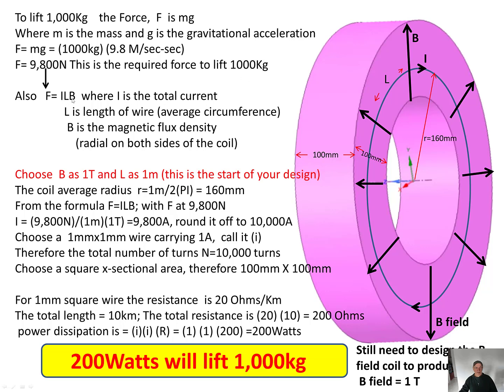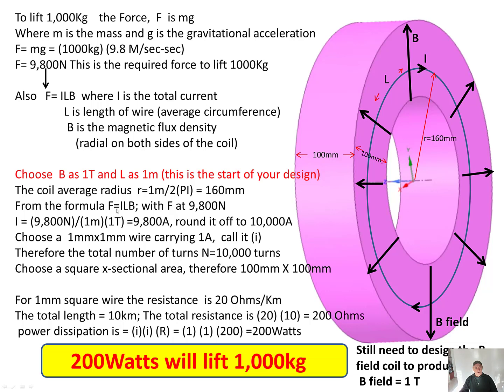Also force equals ILB, where I is the total current, L is the length of the wire, the average circumference, which is 1 meter. B is the magnetic flux density, and radial, so the flux density, which is B radial, on both sides of the coil. Choose B as 1 Tesla and L as 1 meter, and this is the start of your design. The coil average radius is R equals 160 millimeters, because we want to use 1 meter, we divide by 2 pi r, so the average radius should be 160 millimeters.